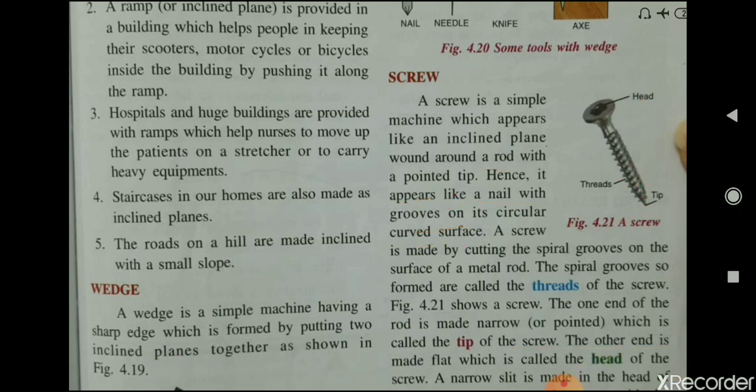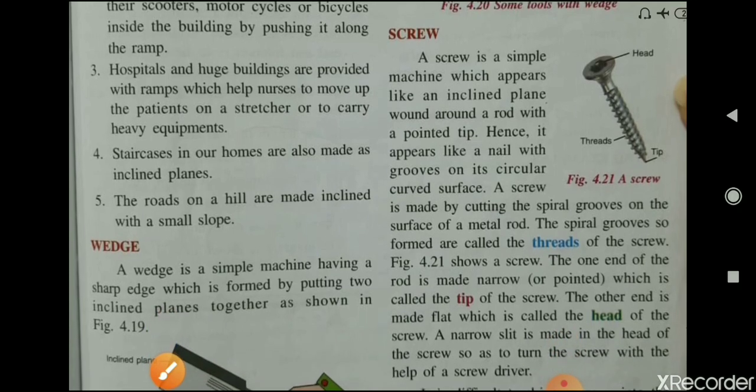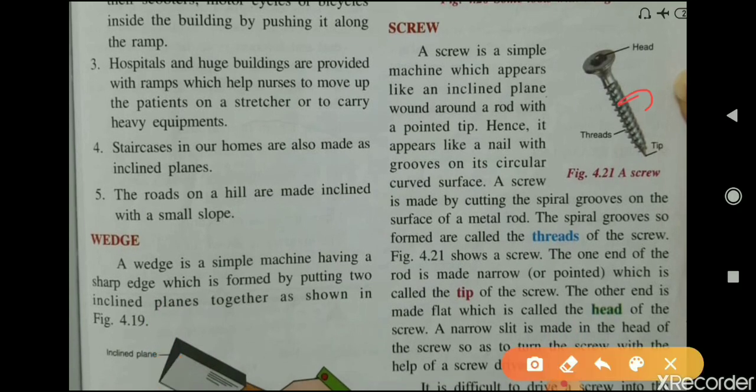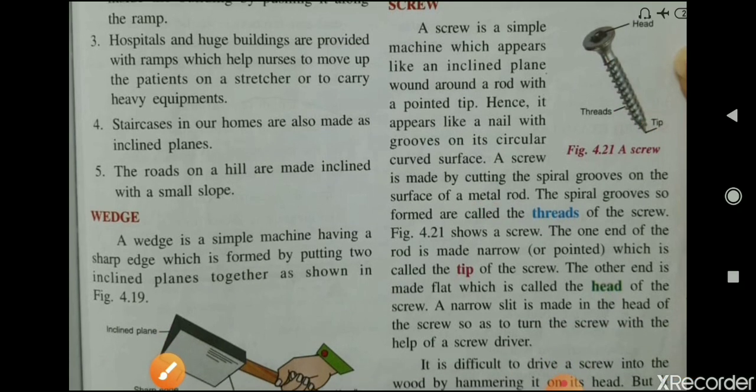A screw is made by cutting a spiral. You can see here the spiral grooves on the surface of a metal rod. The spiral grooves so formed are called the threads of the screw. One end of the rod is made narrow and pointed, which is called the tip of the screw, and the other end is made flat, which is called the head of the screw.